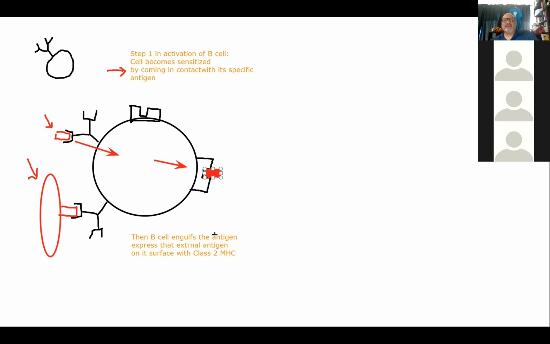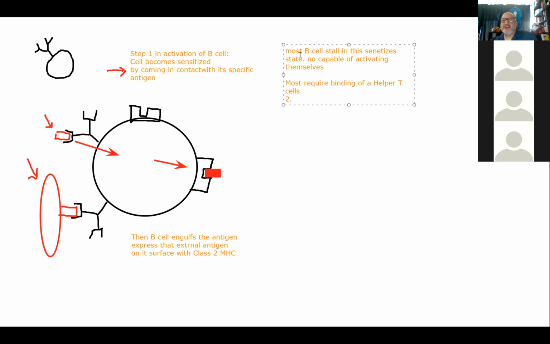And at this point, it is sensitized. All right. However, most B cells then stall in this sensitized state. They're not capable of activating themselves. Instead, most need the help of a helper T cell. Most require the binding of a helper T cell. So that is step 2.